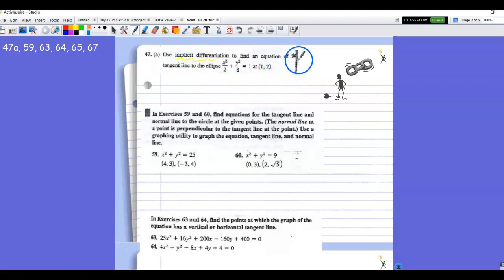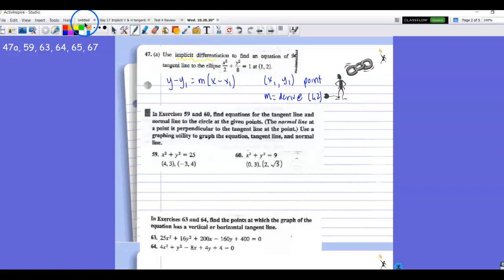So always identify what your goal is. In this case, our goal is to find the equation of a tangent line. So I'm going to write down my target: y minus y1 is equal to m times x minus x1. That's my goal, and in order to write the equation of the tangent line, I'm going to need an x1, a point, and a y1. So I'm going to need a point, and I'm going to need the slope, which is the derivative at the given point of (1, 2).